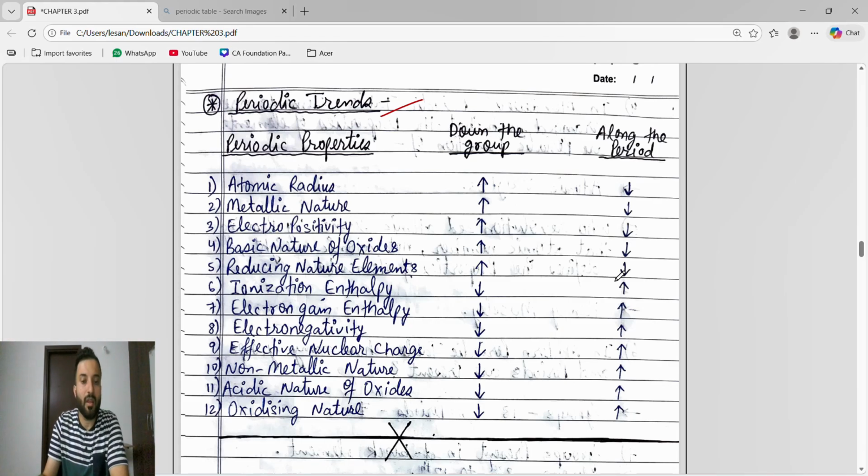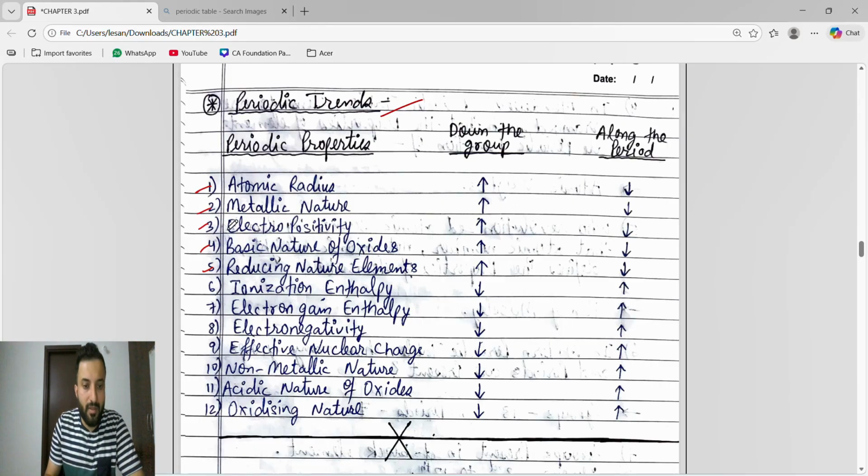Now, we have 12 periodic properties in total. Memorizing all 12 is not that easy. So what I will tell you is, just memorize these 5: atomic radius, metallic nature, electropositivity, basic nature, reducing nature.